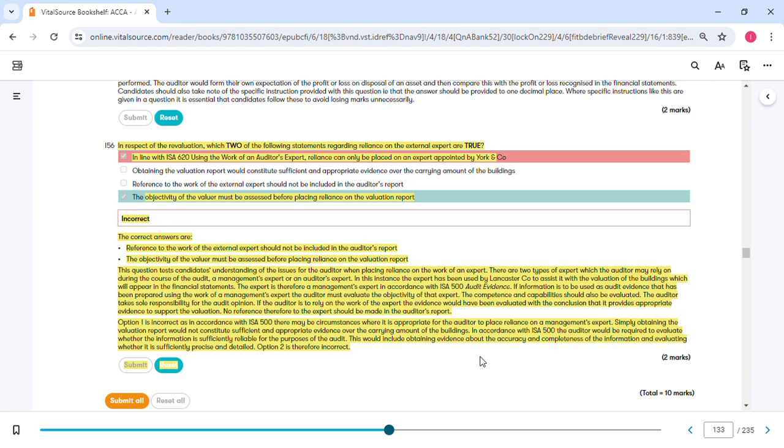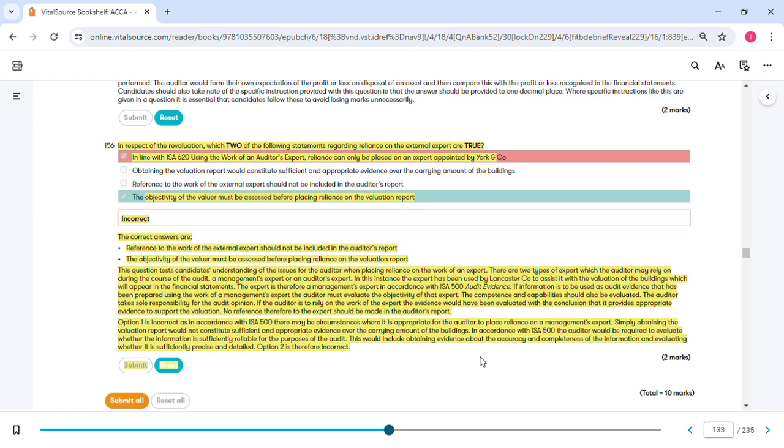If the auditor is to rely on the work of the expert, the evidence would have been evaluated with the conclusion that it provides appropriate evidence. No reference, therefore, to the expert should be made. We cannot say that the expert has done it. No, on behalf of the expert, the auditor has done it. The sole responsibility is with the auditor. Nowhere do we mention the expert in the audit report. Option 1 is incorrect in accordance with ISA 500.